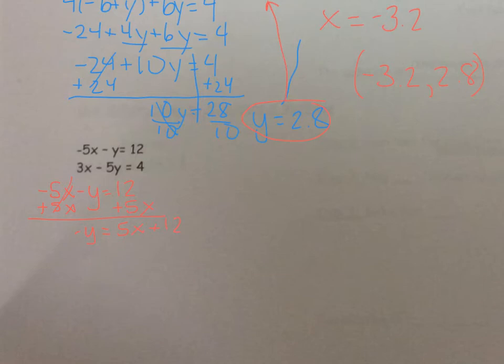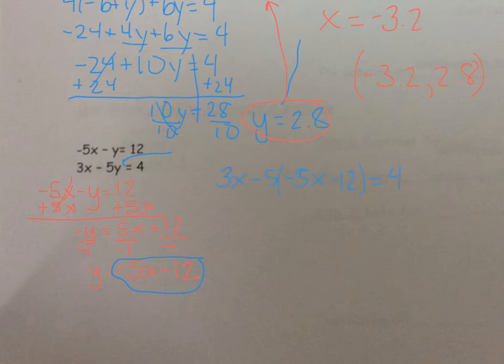We don't want -y, we want y, so I'm going to divide by -1, and y equals -5x minus 12. That's a little bit of work to start out with, but now I'm going to take that and substitute it in for the y right there. Try that on your own. Pause the video, try it out.